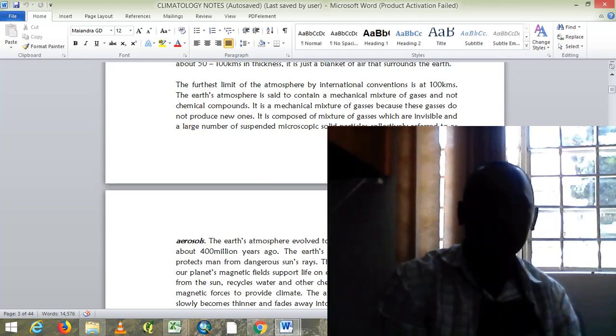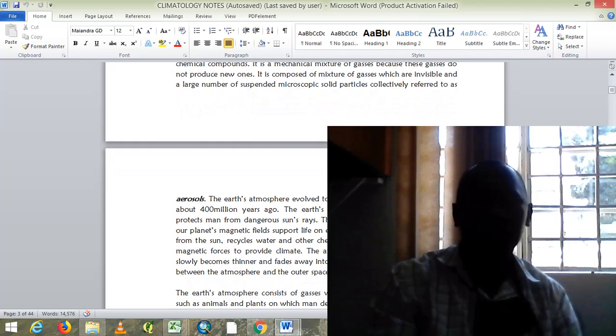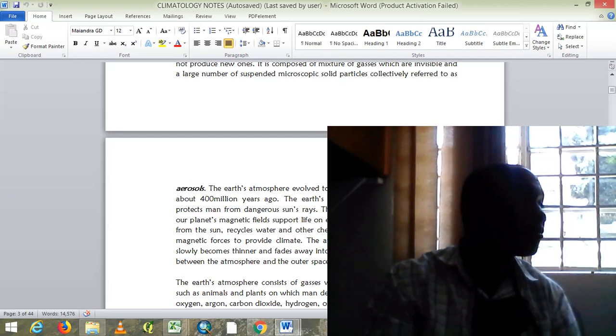So the Earth's atmosphere, we are saying that it evolved into its present form and composition about 400 million years ago. It's one of the most important things to the world, to the earth and to man in particular, because it protects man from the dangerous sun's rays.